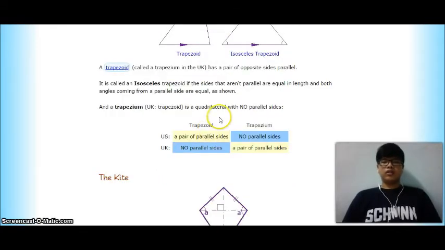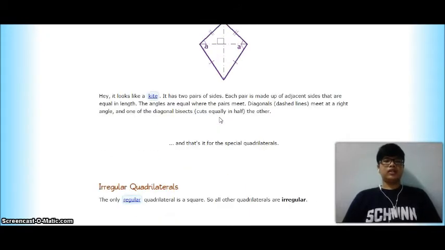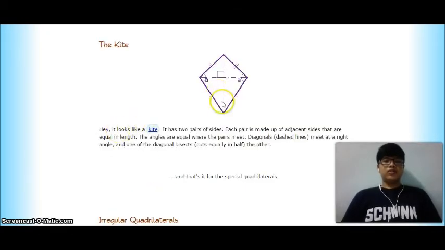Alright, let's look at the kite. Okay, this one looks like a kite, which has two pairs of sides, and each pair is made up of adjacent sides that are equal in length. The angles are equal where the pairs meet, which is here. Then the diagonals meet at a right angle, and one of the diagonals bisects, cuts equally in half, the other. As you can see here, this is the right angle, and then the bisection cuts equally in half.